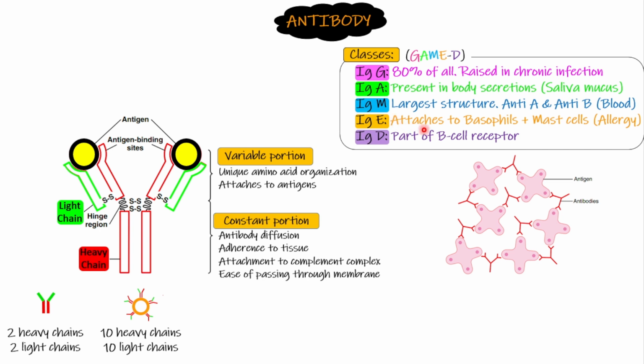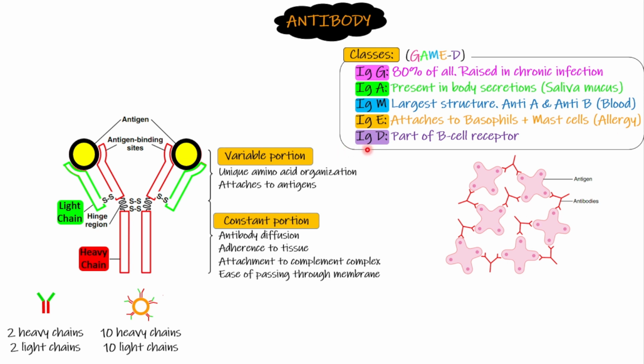IgE is basically present and is associated with the allergy. As we have discussed previously regarding the functions of basophils and mast cells, there is degranulation of basophils and mast cells in allergic reactions. That degranulation takes place when there is IgE attached on their surface, and the antigen comes and binds to that IgE. So IgE is the one antibody which is attached to basophils and mast cells. Okay, so IgE is related to allergy.